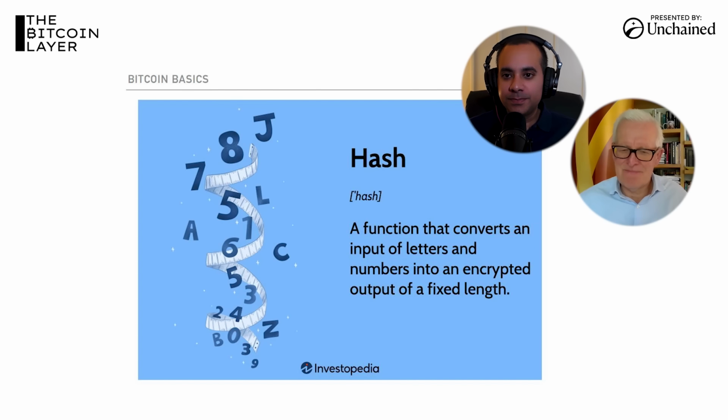The word hash, okay? The word hash is much older than Bitcoin, a few decades older from a computer science perspective. Hash is a function. We talked about the equation. A hash is a mathematical function. The definition that Investopedia has, which is a good one, is that a hash is a function that converts an input of letters and numbers into an encrypted output of a fixed length.